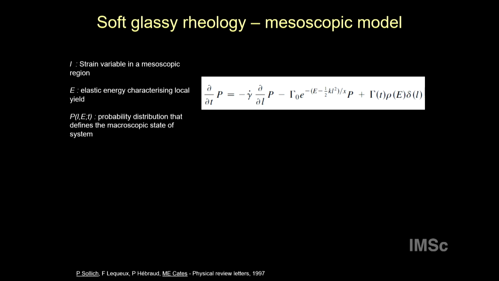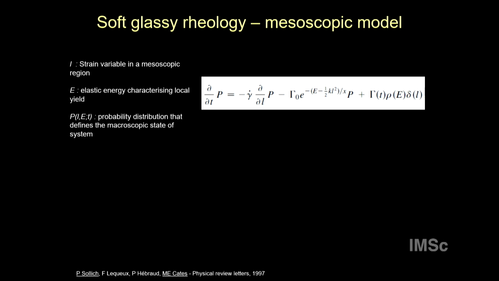Which means we can think of this material as made of mesoscopic regions, and each region is associated with some threshold value for failure. From that, one can extract elastic energy characterizing local yield. And the dynamics of the macroscopic state of the system is described by a probability distribution. So this is L, E, and then time.